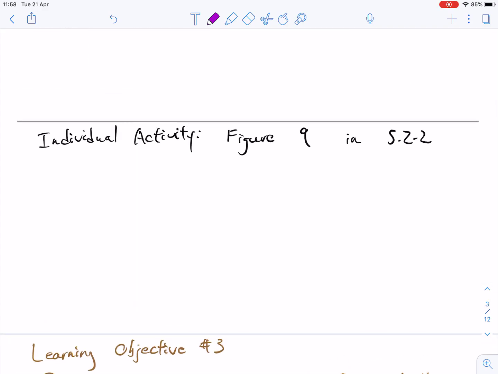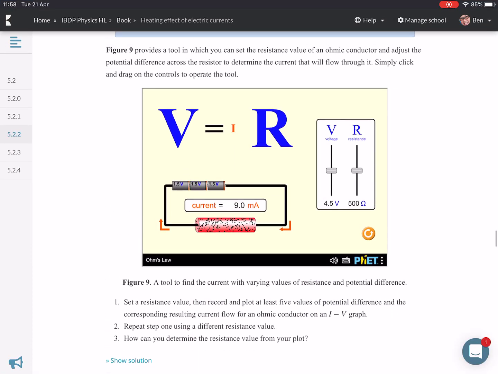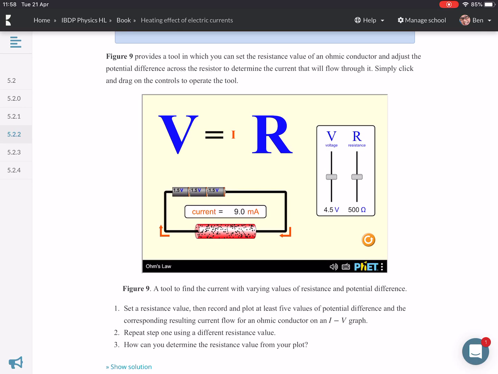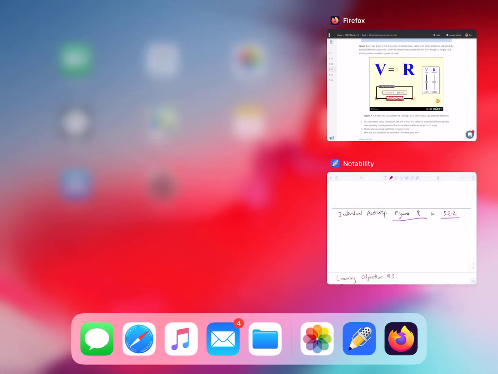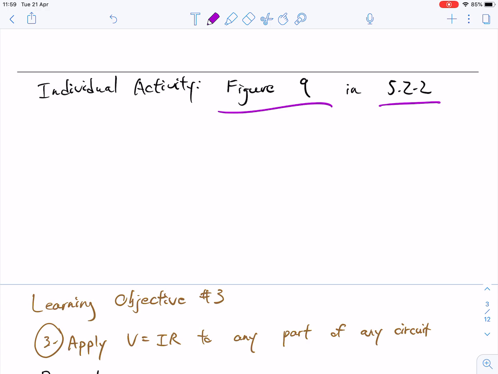There is an activity in figure 9, 5.2.2, and it's right here. Check that out, follow those instructions, and go through that activity yourself. It gives you a more pictorial diagram of some things that we've just talked about.